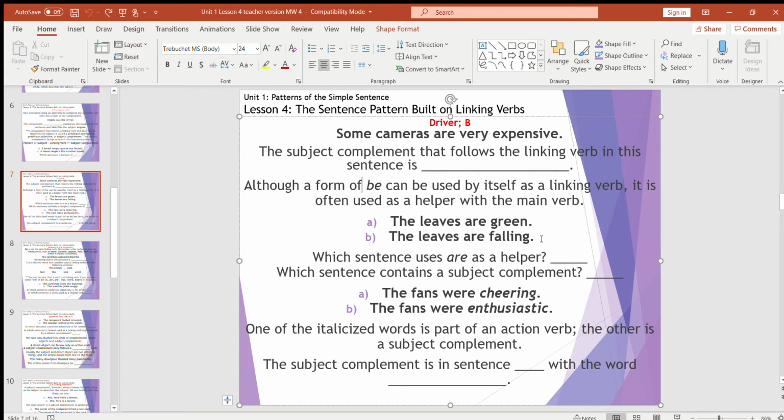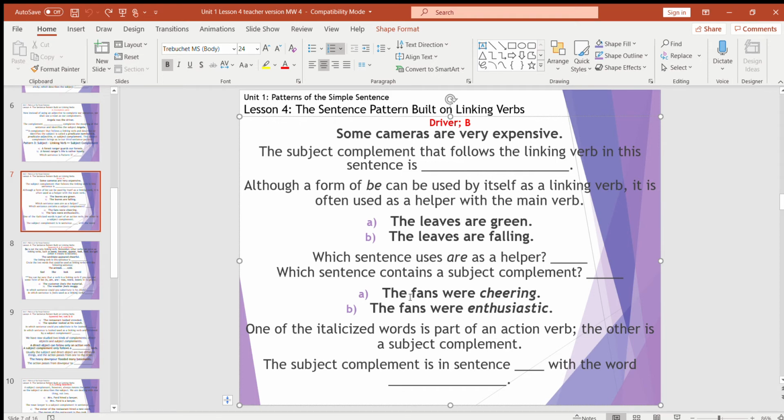So then which sentence contains a subject complement? So which of the two describes the leaves? It would have to be green. A verb, falling, in this case, cannot describe anything, okay? So if the fans were cheering versus the fans were enthusiastic. Both of those have the word were in them, so they both have those same verbs, but one is being used as an aid, a helper to an action verb, while the other one is just being used as a subject complement. So the subject complement would have to be in which sentence, A or B?